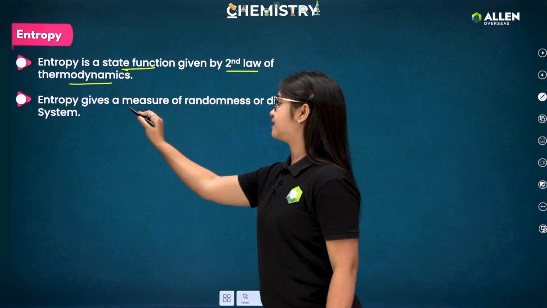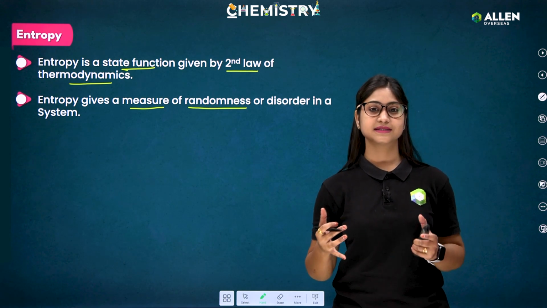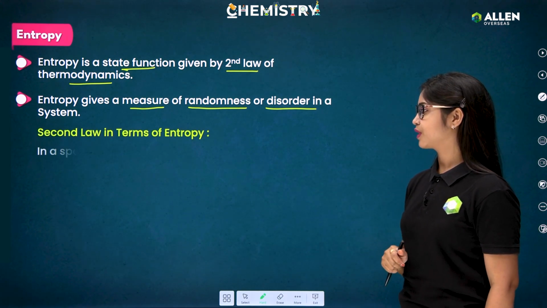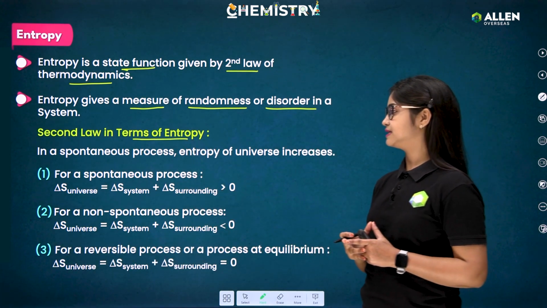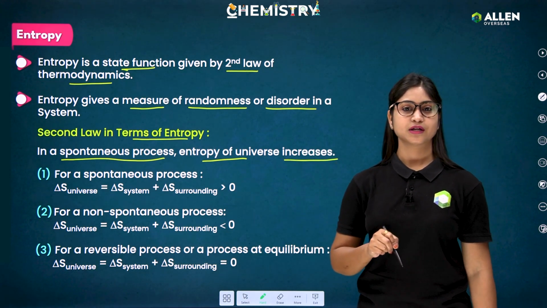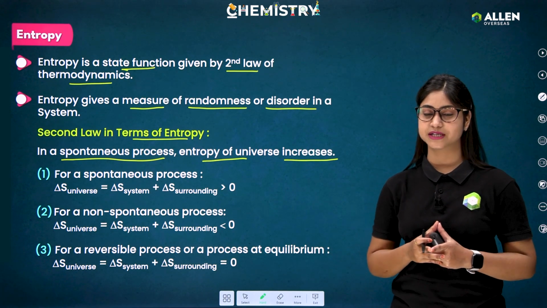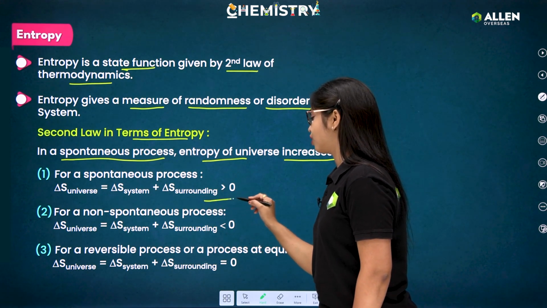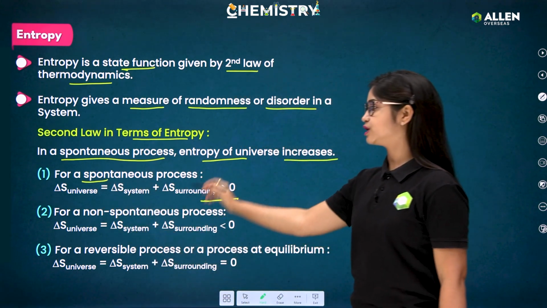Second, entropy gives the measure of randomness. Now what is the physical significance of entropy? It gives the measurement of randomness or disorderness of a system. Now, if we look at the statement of the second law in terms of entropy, it says that in a spontaneous process, entropy of the universe increases. So when you have a spontaneous process, delta S universe equal to delta S system plus delta S surrounding should always be greater than 0, because delta S universe always increases for a spontaneous process according to the second law.